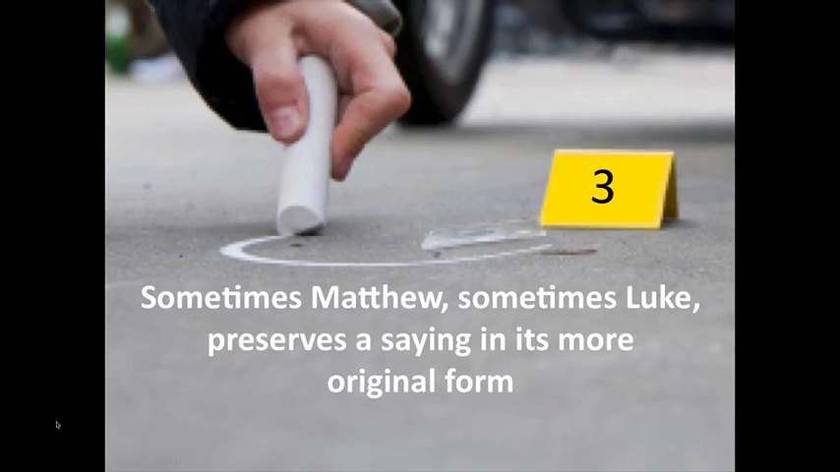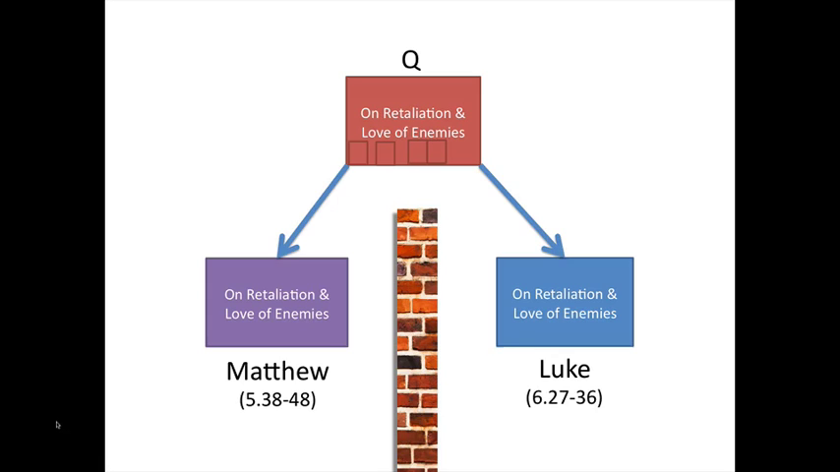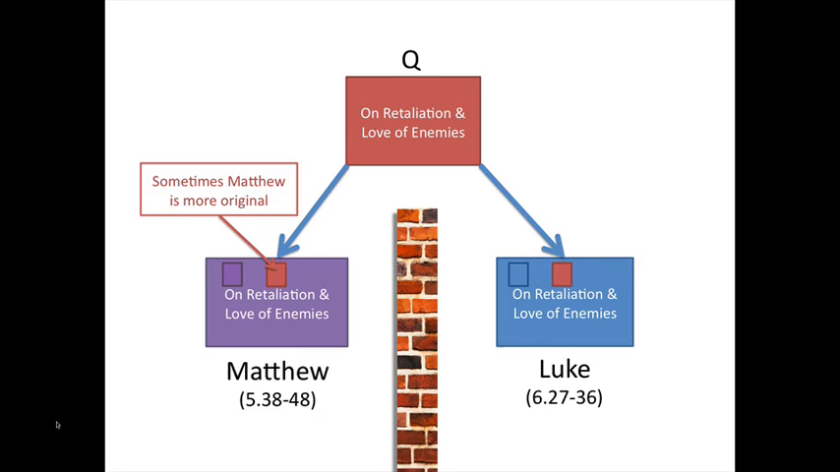Here's the third piece of data. Sometimes Matthew and sometimes Luke preserve a saying in its more original form. You'll be familiar from the first video with the concept of alternating primitivity. And according to Streeter, this phenomenon can happen if Matthew and Luke independently use Q, and he's right about that. So here we can have Matthew and Luke taking something from Q and making it their own, taking something from Q and preserving it in its original form, which means that sometimes Matthew and sometimes Luke is more original.